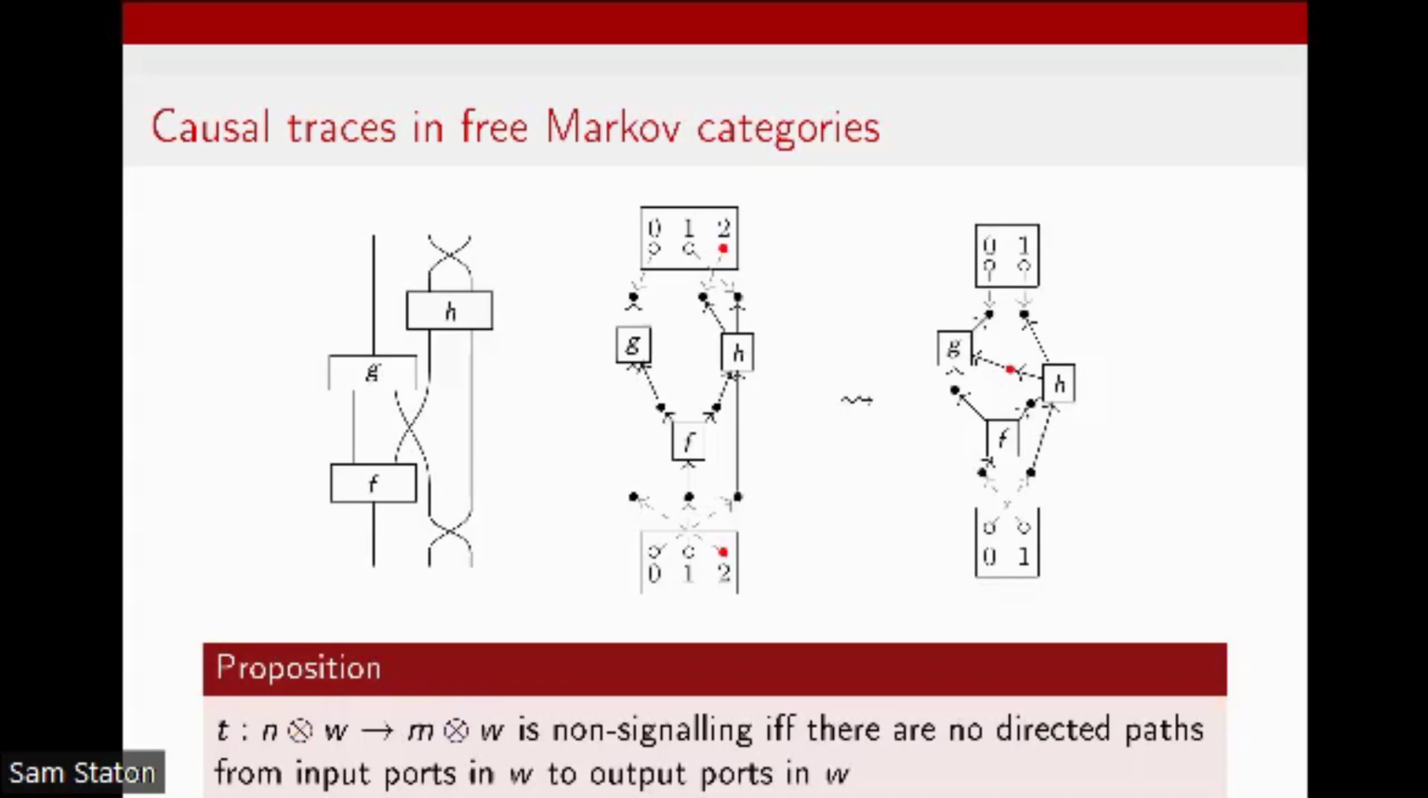So what happened is there were two different points. I glued them together here. I removed one output port, and then I got the trace of this morphism. And this also satisfies all the causal trace properties. There's a bit more going on.